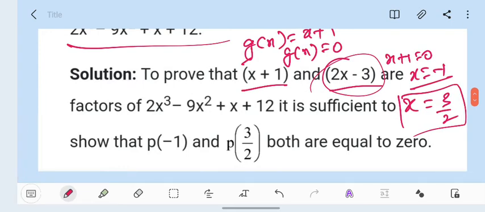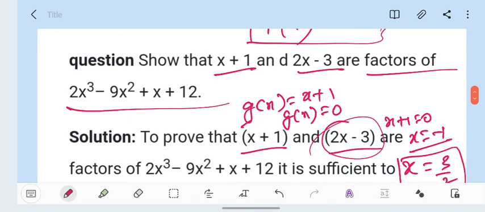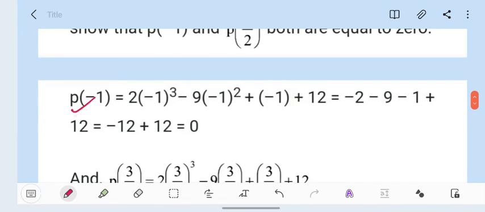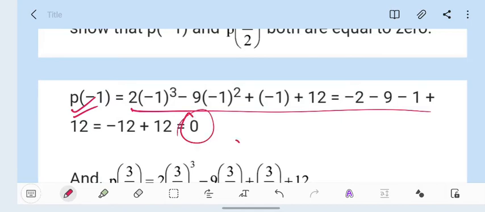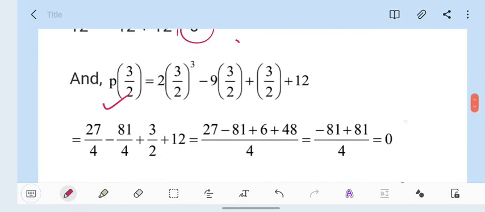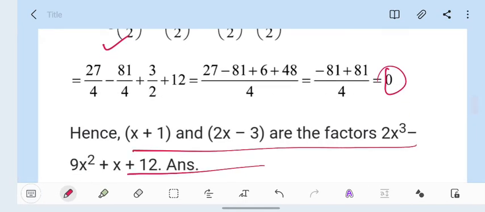Now substituting the value of x equals minus 1 and x equals 3 by 2, let's see what you get. Because we have to show it is a factor, the remainder should give you 0. So p(minus 1), after calculating and putting the values in the given polynomial, you get the value 0. Similarly, by putting 3 by 2, you get 0. That means the result is that it is a factor of the given polynomial.